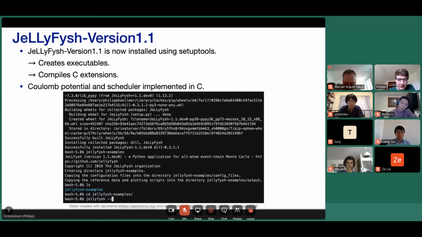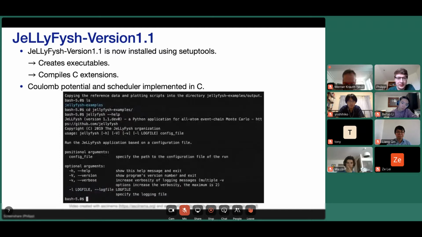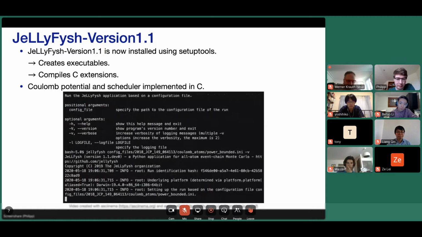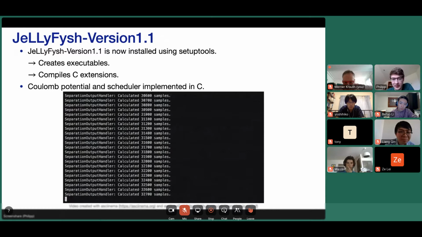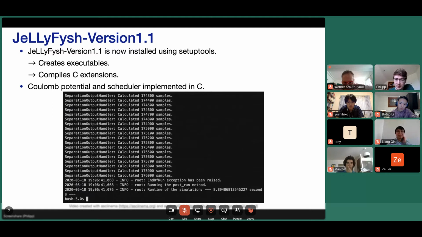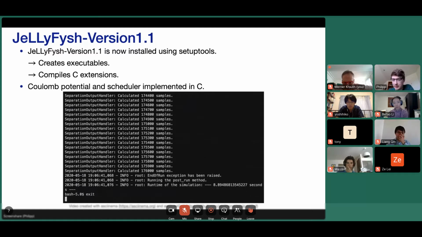So I go into this directory, which was just created, and then I use JeLLyFysh --help. This JeLLyFysh executable is basically the run.py script you saw already before. Then I just do exactly the same simulation as before, again with the power-bounded.ini and with some verbose option, and then it starts to calculate again. But now it uses C extensions under the hood. And as you can see in the end, if you look closely, the first version took like 14, 15 seconds, and this one now takes 9 seconds.